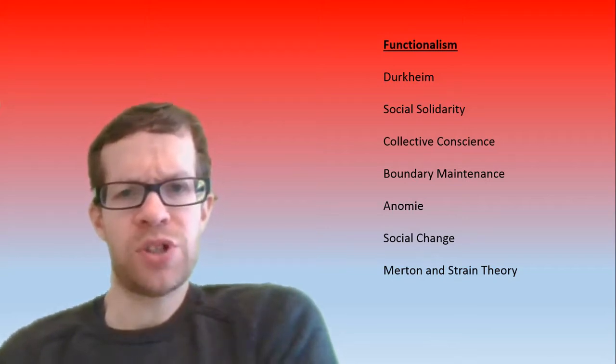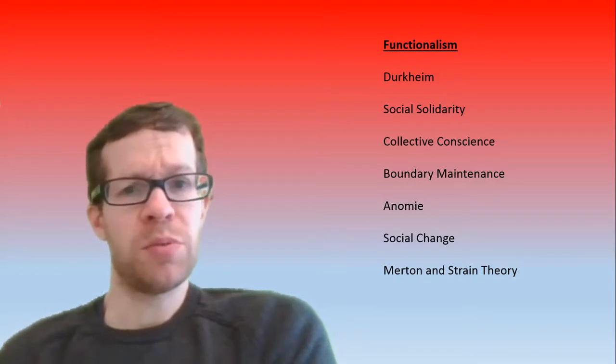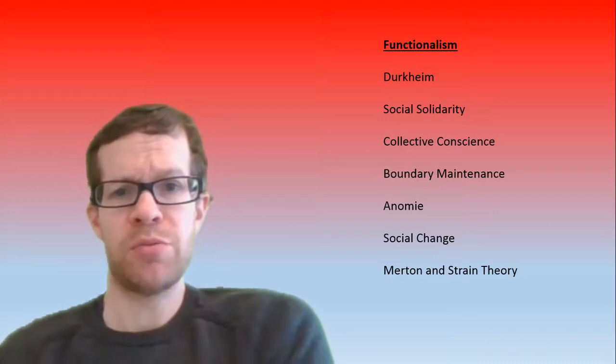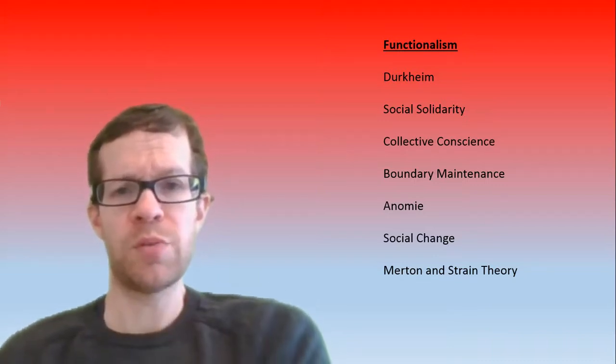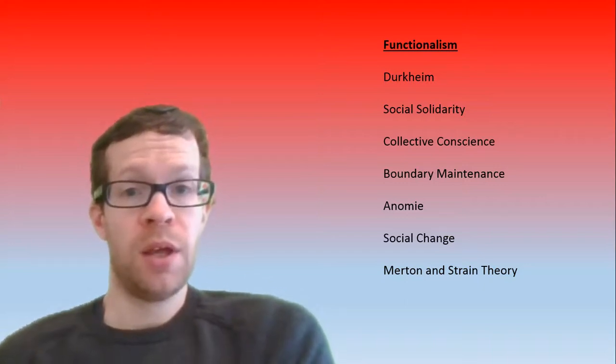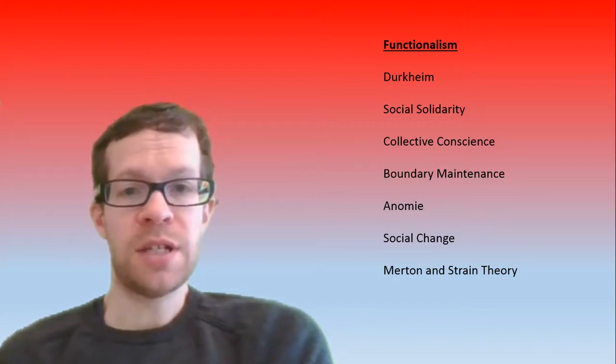If we all have these shared norms and values, we don't really know why some people decide to commit crime, because we have these shared norms and values. We know what's right and what's wrong, so why do some people choose to commit crime and some people not?